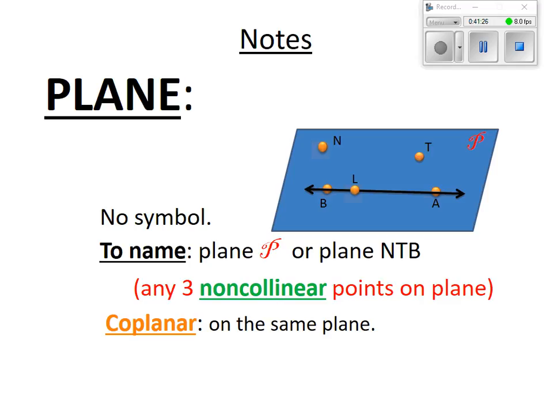A triangle. If the 3 points make a triangle, then you can name the plane using those 3 points. Can I make a triangle with these 3 points? No. They make a line. All right? So to name a plane, you pick 3 points, any 3 points on the plane, and name it that way, or if they happen to give you that one letter in the corner, you can name it just using that.